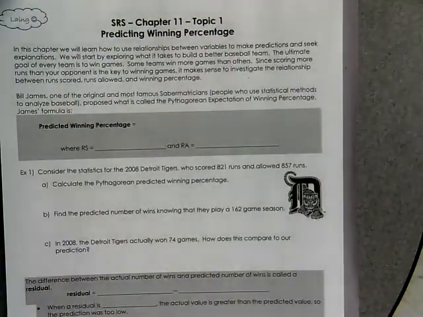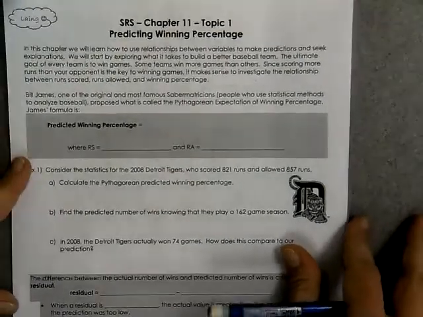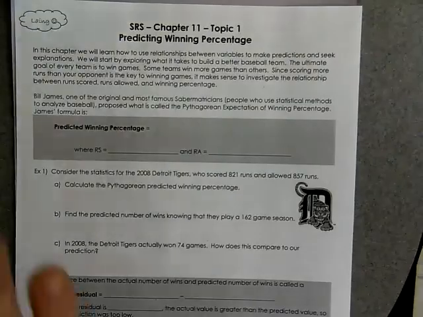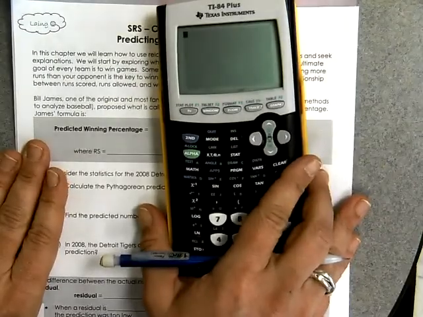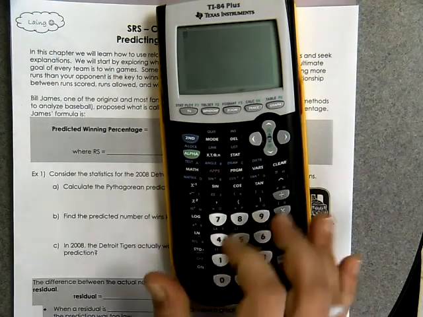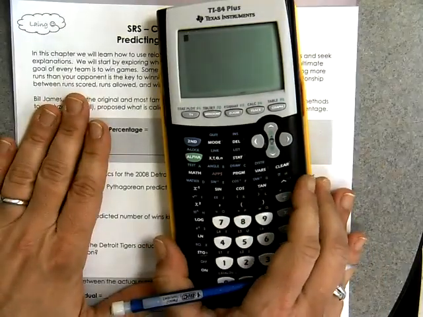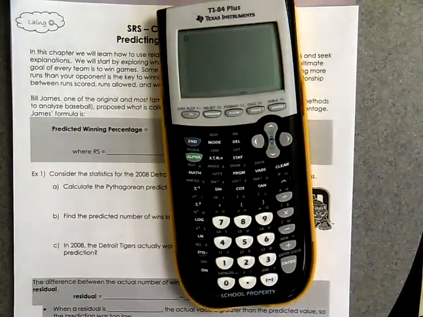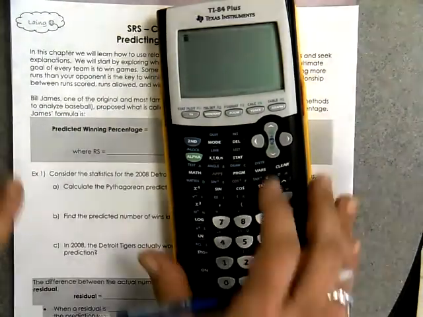All right, so chapter 11 is all about making predictions. And today we have a nice little lesson about predicting a winning percentage. So having a calculator is going to be very important. This lesson does not need a graphing calculator, but please go get a calculator right now. So if you need to pause so that people get calculators, that would be great. Okay.